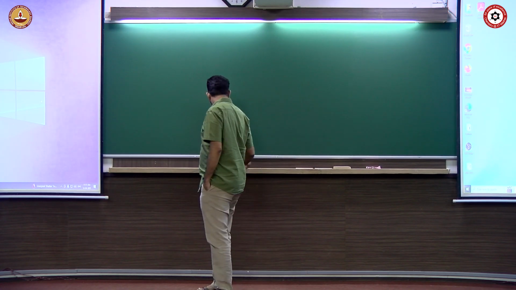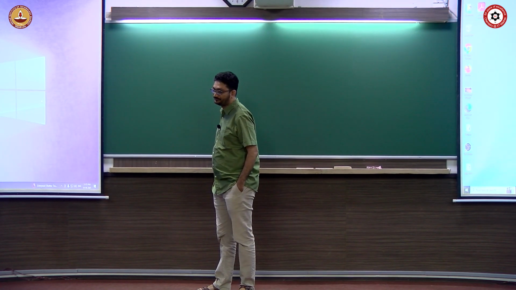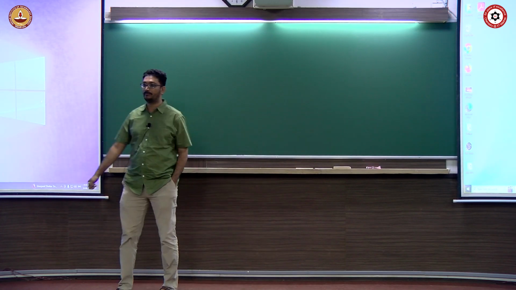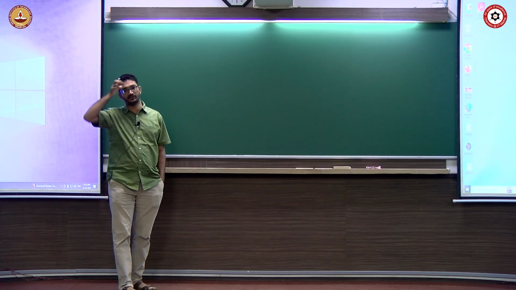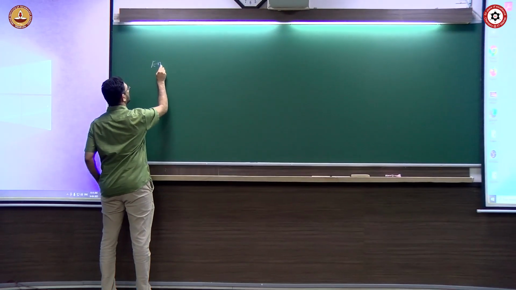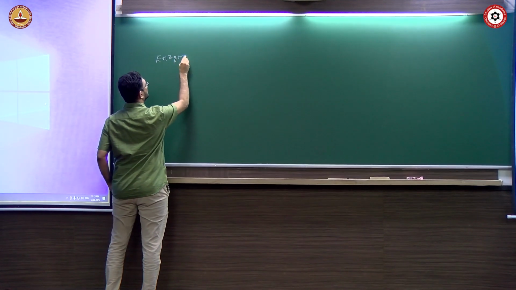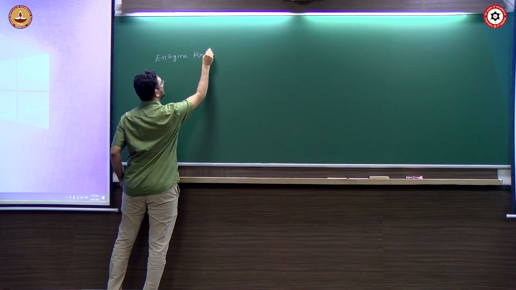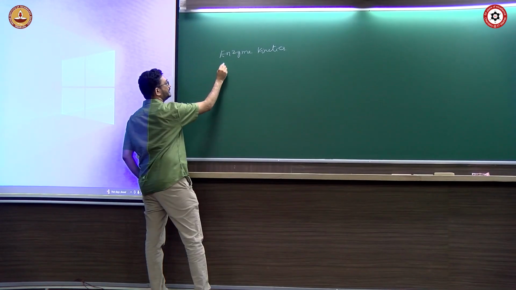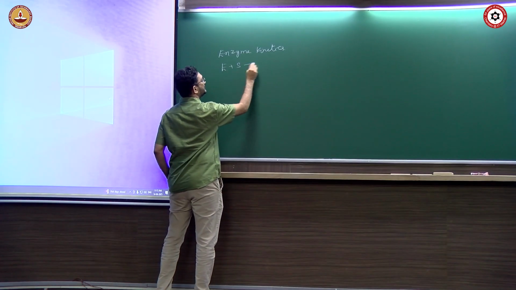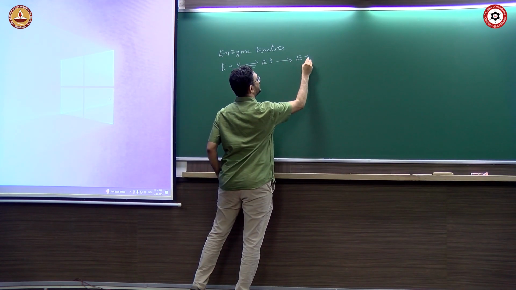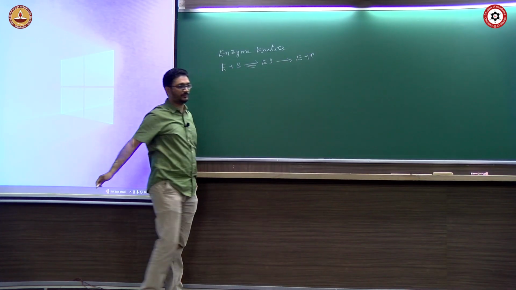So, do you guys remember what we were discussing yesterday? We were discussing the importance of enzymes and why it is important to study enzyme kinetics, right? So our basic assumption was E plus S is in equilibrium with ES, which gives E plus P. So, we are neglecting the backward step of this, right?